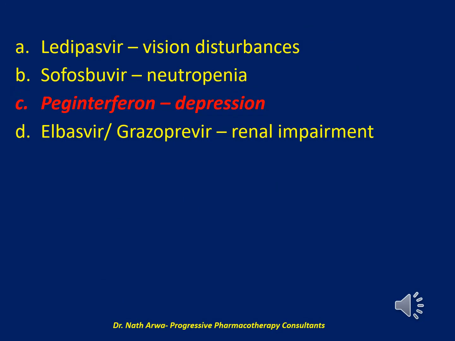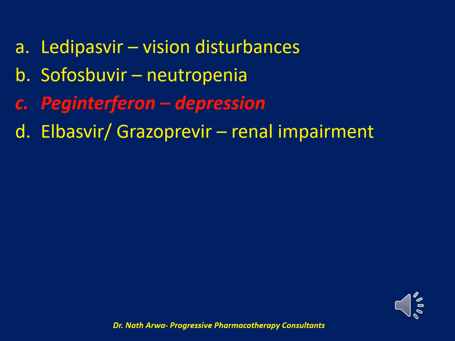And the correct answer is C. Peginterferon and depression. Peginterferon alpha is associated with an increased risk of psychiatric disorders, including depression and suicidal ideation. That makes answer C correct. Serious adverse effects, such as depression, are a primary reason why pegylated interferon is no longer included as a recommended regimen for treatment of chronic HCV.